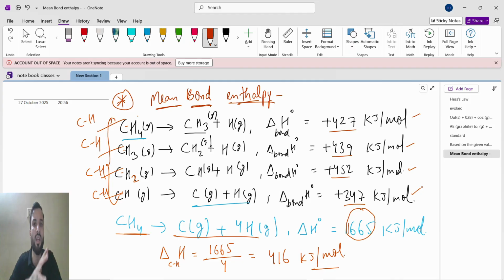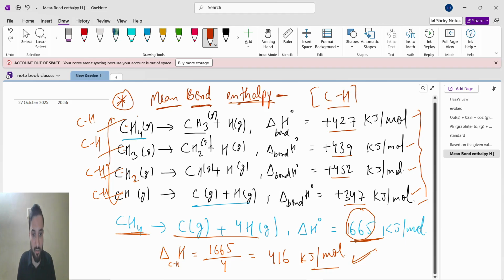So which step will we consider? I will say 427, no, 439, 452, 347. For this type we have to find a mean bond enthalpy. Mean bond enthalpy means we add all these bond enthalpies and divide by how many steps, 1, 2, 3, 4, divided by 4 steps. So finally we say the mean bond enthalpy for the carbon hydrogen bond in CH4 is 416 kilojoule.